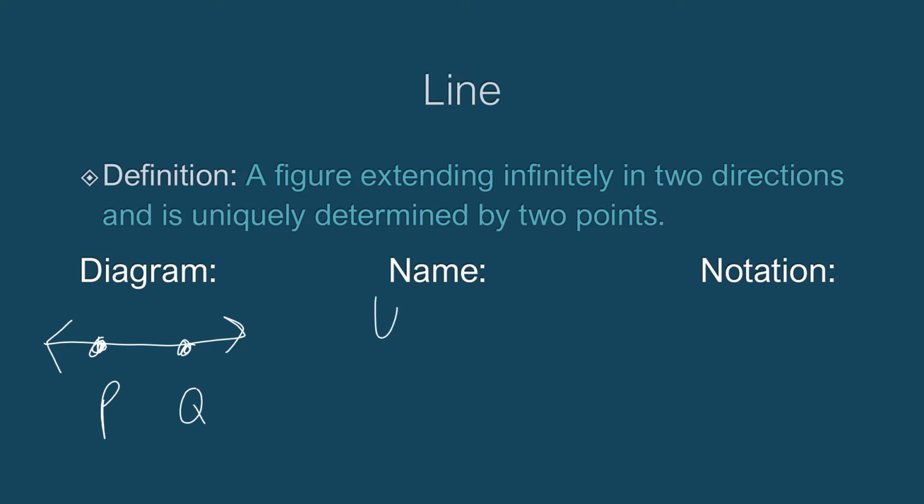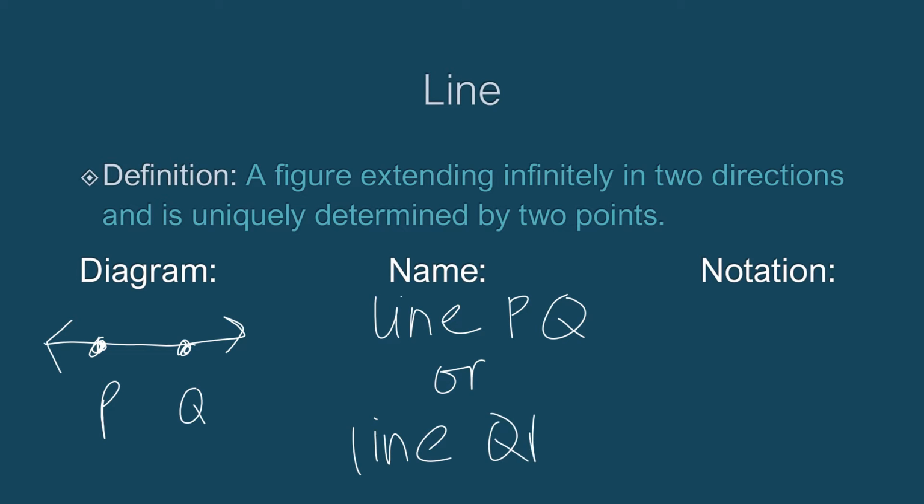When you call this by name, it would either be called line PQ or line QP. It does not matter what order you put this in for a line, okay? For your notation, you just make a line with 2 arrows on it. You don't have to add the dots in, so this can be either PQ or it can be QP, okay?